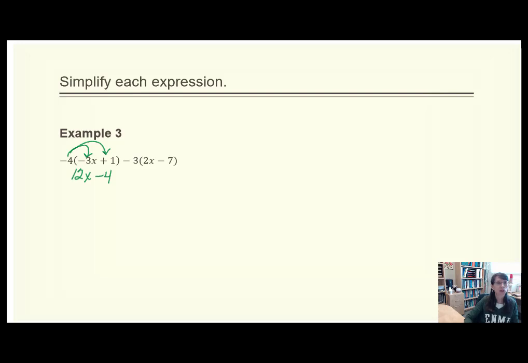Next, we're going to distribute negative 3. Here we need to be careful because this minus sign is associated with the 3. So it is a negative 3 that we distribute. Negative 3 times positive 2x would be negative 6x, so we're subtracting 6x. And then negative 3 multiplied by negative 7 makes positive 21. We have 12x minus 4 minus 6x plus 21.